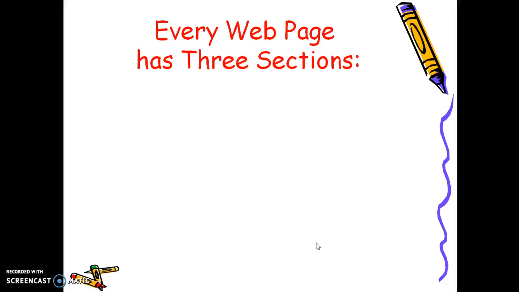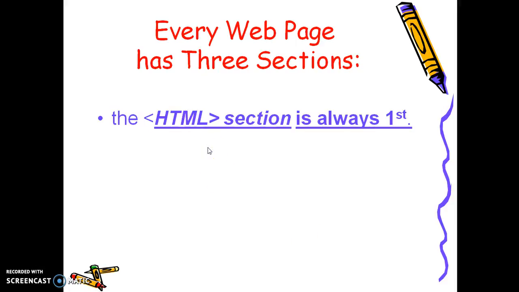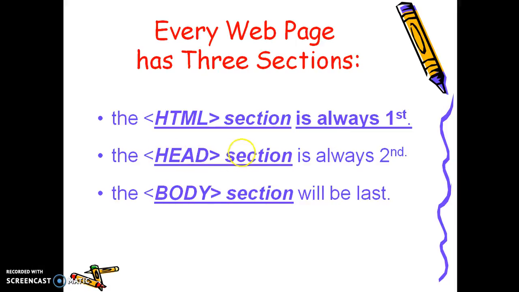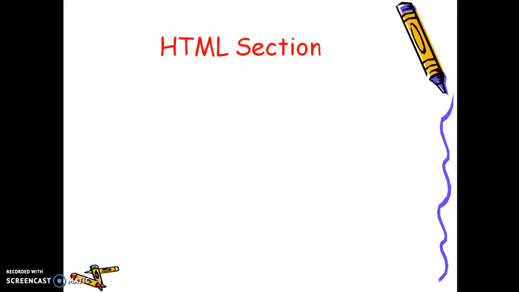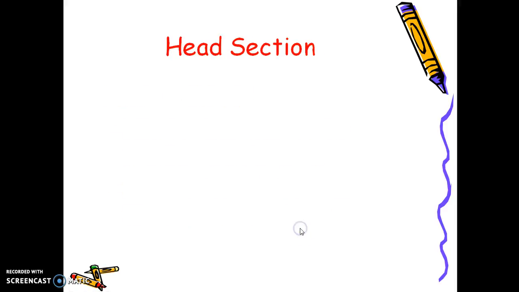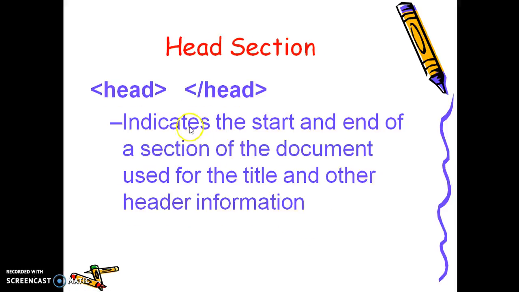Every page has 3 sections. First is the HTML section. The head section is always second. The body section will be last. The HTML section tells the browser you are creating a web page and marks the beginning and ending of the web page. The head section indicates the start and end of the section of the document used for the title and other header information.